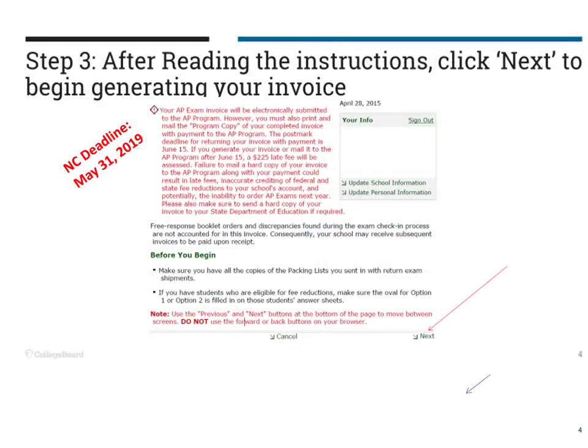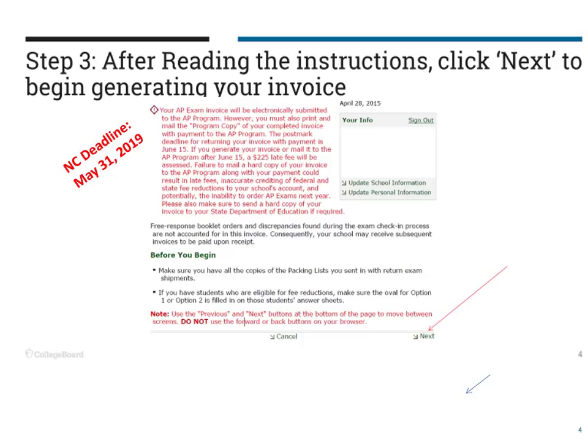In step 3, you will start to generate your invoice. Now it's important to realize that on the screen you'll see a due date for that invoice of June 15th, but we have a unique deadline in North Carolina. Our deadline is actually May 31st of 2019.